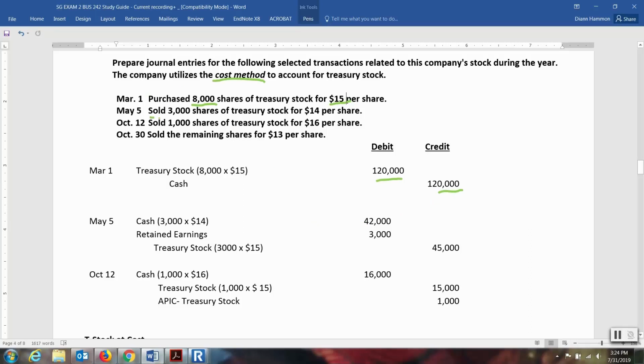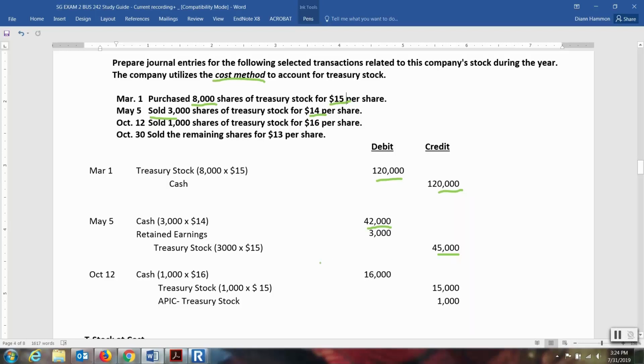Then on May 5th, sold 3,000 shares for $14 per share. Well, this is less than the amount that they had invested in it. That's okay. We can still prepare the journal entry. 3,000 shares at $14 would be $42,000. So that's the amount of cash received when it was sold, $42,000.